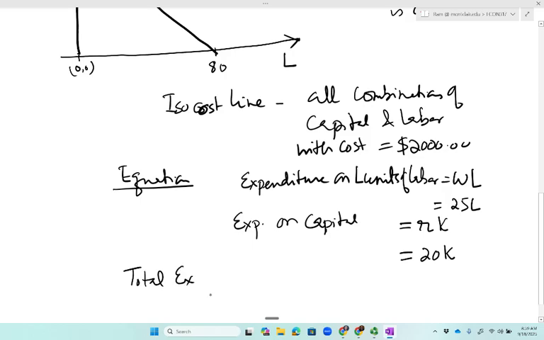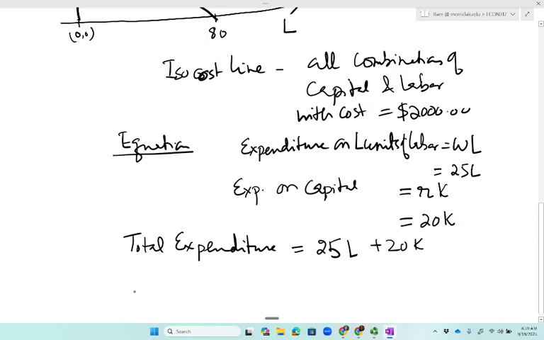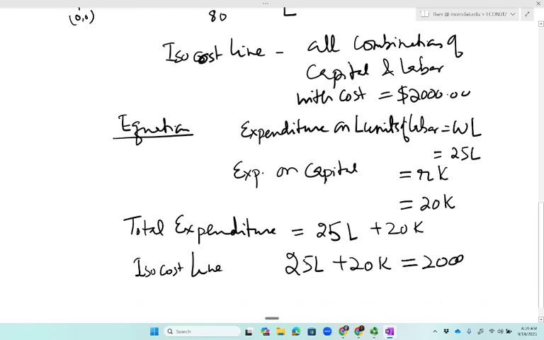Total expenditure turns out to be the sum of these two numbers, so 25L plus 20K, and we know the firm has $2,000 to spend, so we are now looking at the equation for the isocost line. $25L plus 20K equal to $2,000. That's the equation for the isocost line.